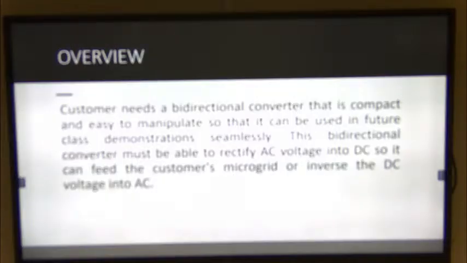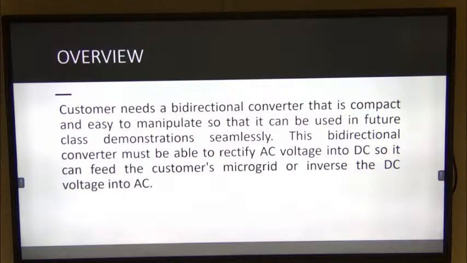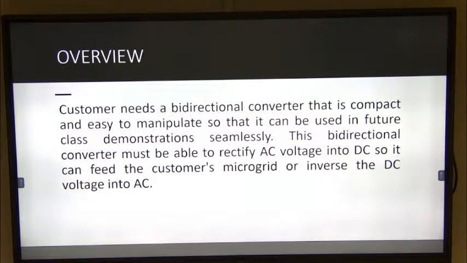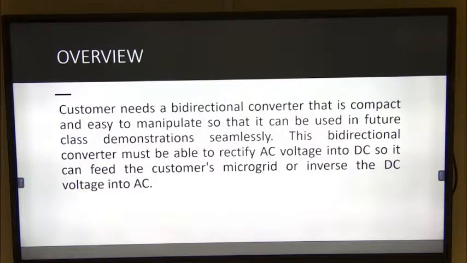Basically, the overview of the project is that the customer needs a bidirectional converter that is compact and easy to manipulate so that it can be used in future class demonstrations seamlessly. By seamlessly, we refer to that the bidirectional nature of this converter is automatic and not segmented, not that you have to actually switch on or off that nature particularly.